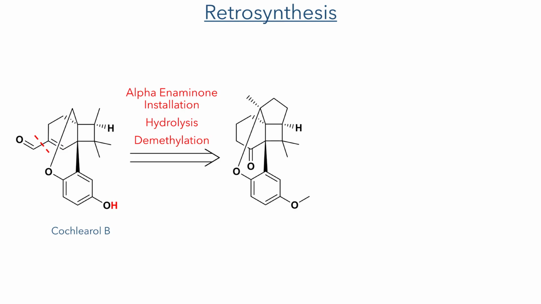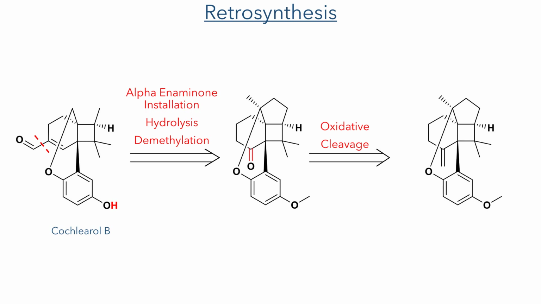So let's look at the retrosynthetic strategy. The first disconnections occur at the alpha-beta unsaturated aldehyde, which could be introduced by installing an enaminone alpha to a carbonyl group, which could then be hydrolyzed, in addition to the demethylation of a phenol ether. The carbonyl required to install this enaminone could be generated from the oxidative cleavage of an alkene.